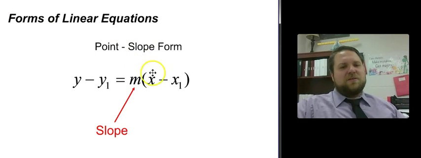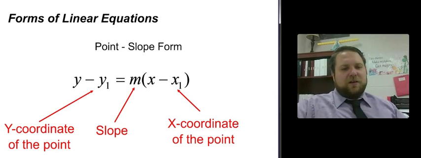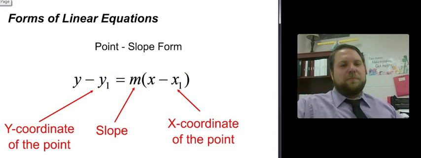And remember I told you this is used to write an equation if we know the slope and one point on the line. So that point is an ordered pair, an x and a y. X sub 1 is the x-coordinate of the point we know, and y sub 1 is the y-coordinate of the point we know. And so if you know those two things, the slope and the x and y coordinate of just any point on the line, you can build yourself point-slope form.